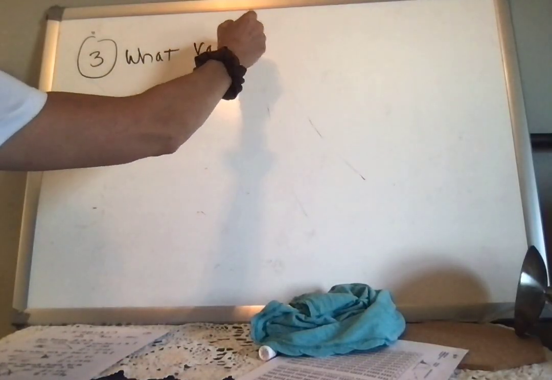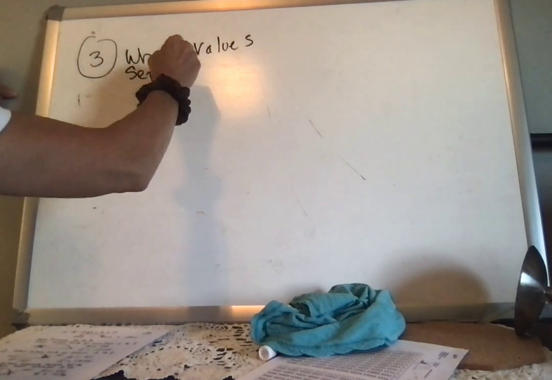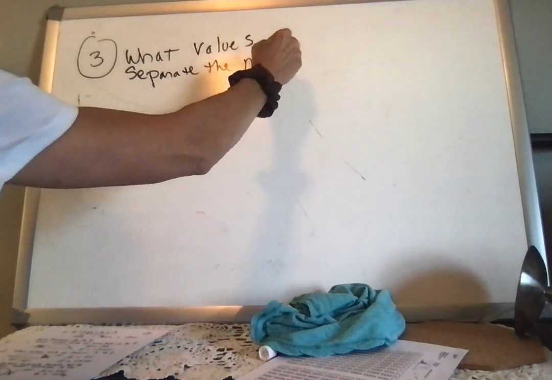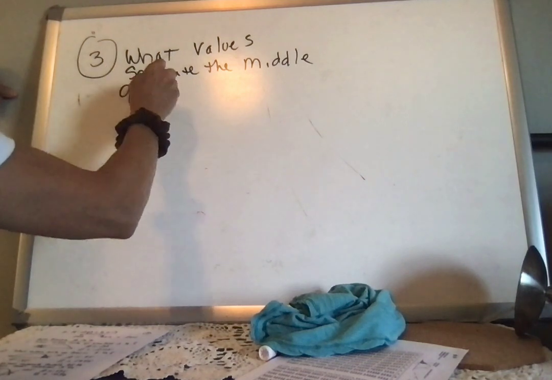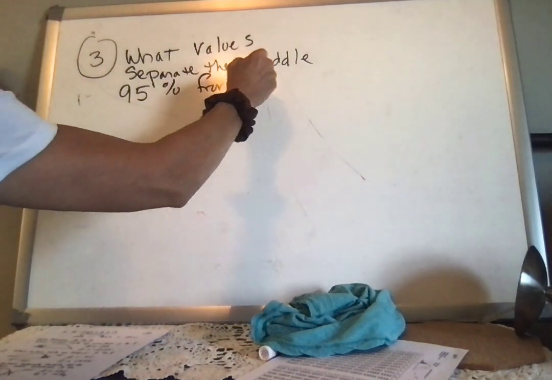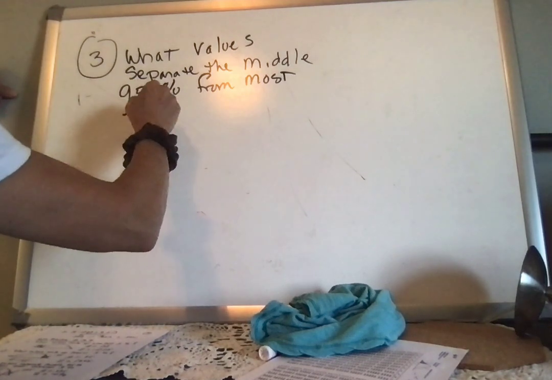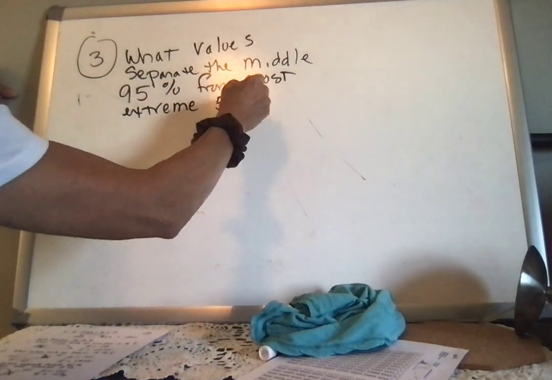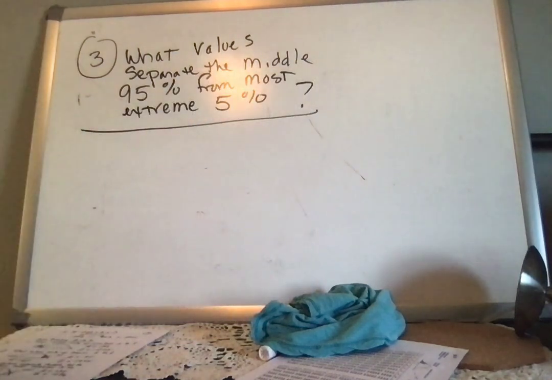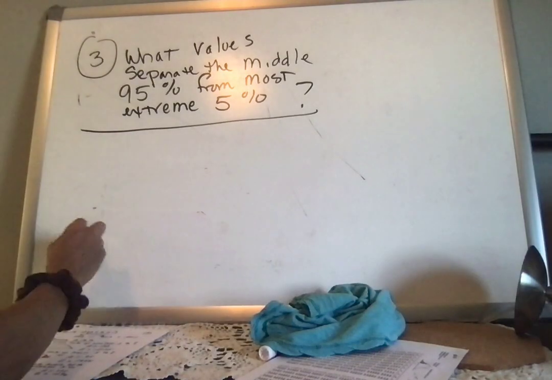Yeah, this is the one that's going to actually end up producing the most famous number in statistics. What values separate the middle 95% from the most extreme 5%? And it's really important, I think we've talked about this before, that in statistics, extreme just means away from the middle. So let's draw a picture first.